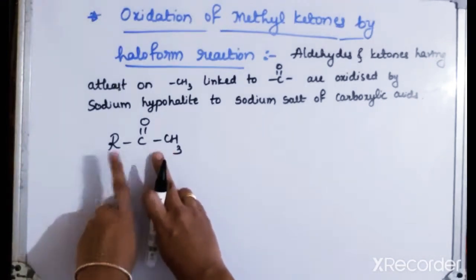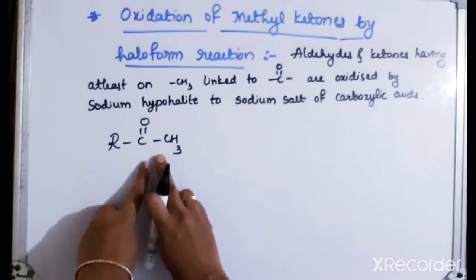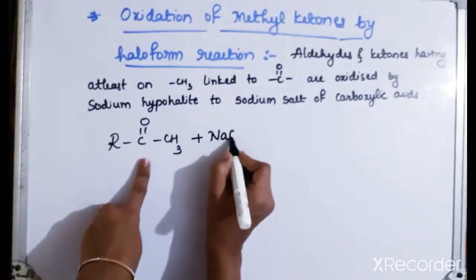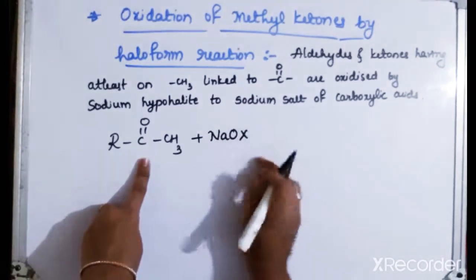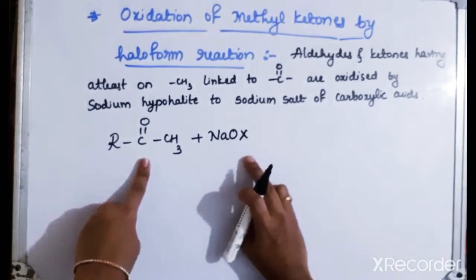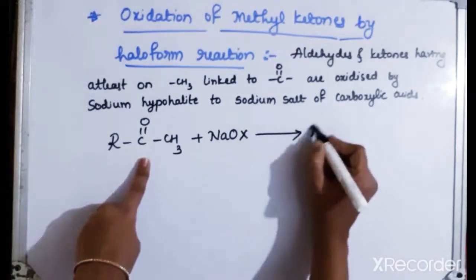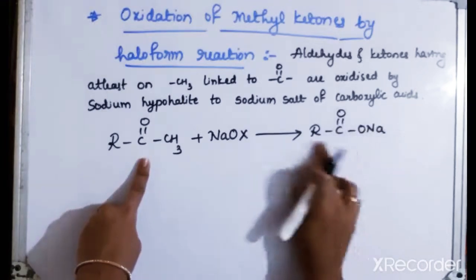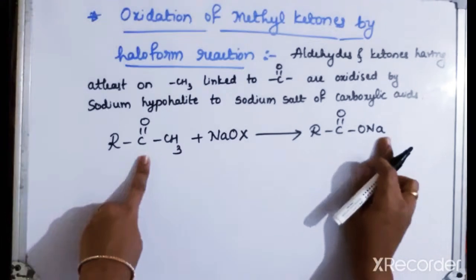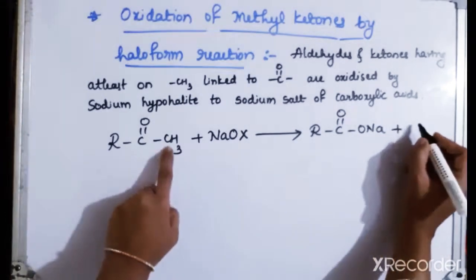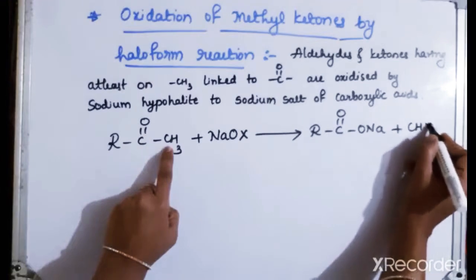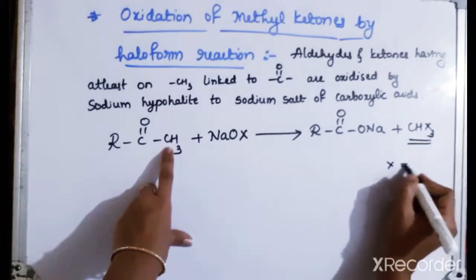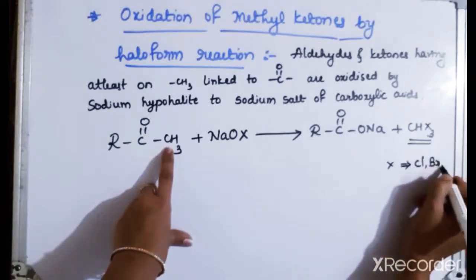So such compounds are undergoing this particular reaction where it is treated with sodium hypohalide. Sodium hypohalide is represented by NaOX. So on reaction with sodium hypohalides, there is a formation of sodium salt of carboxylic acid. Okay, so sodium salt of carboxylic acid is formed. Here the CH3 group, methyl group, is converted to haloform. Here X may be chlorine, bromine or iodine.